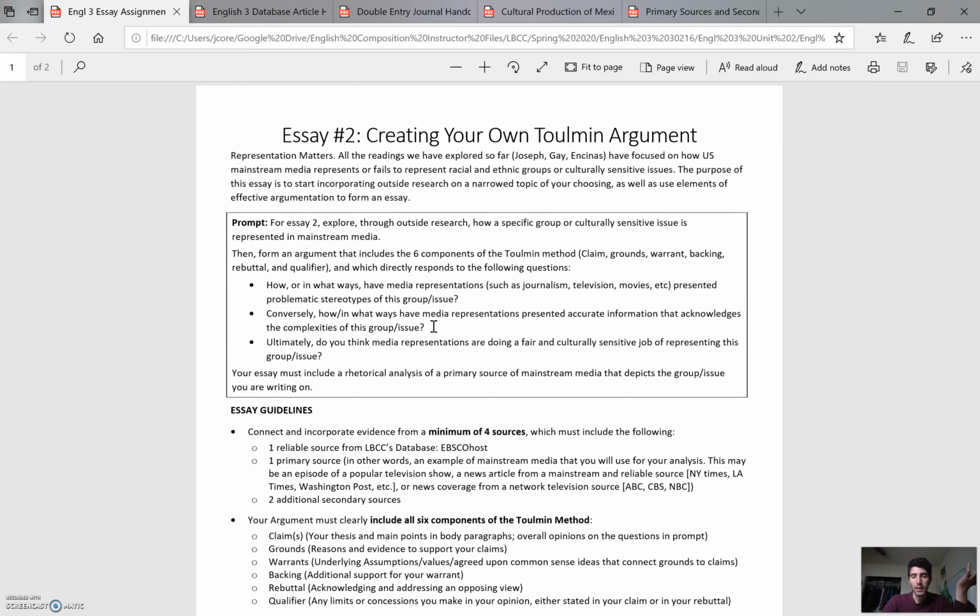I need to consider these things as I start looking for articles, because already I want to have it in my mind, oh, this is going to be a good source to answer this question. Now I also want to focus on this question as well. How have media representations presented accurate information that acknowledges the complexities of this group? Now these are very broad questions, but once I figure out what topic I want to explore, then I'll be able to come up with more specific answers that relate to a topic that I want to focus on.